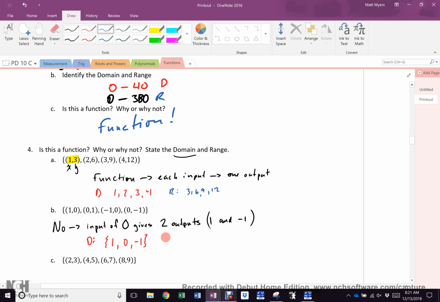What is the range? 0, 1, -1. Now, please notice the way we've written those. Why did you guys write them 1, 0, -1 and 0, 1, -1? Because that's the order they were written here, yes? That's not how we should write them. How should we write them? Least to greatest. So what should this really be? It should be -1, 0, 1. And what should this one really be? -1, 0, 1.